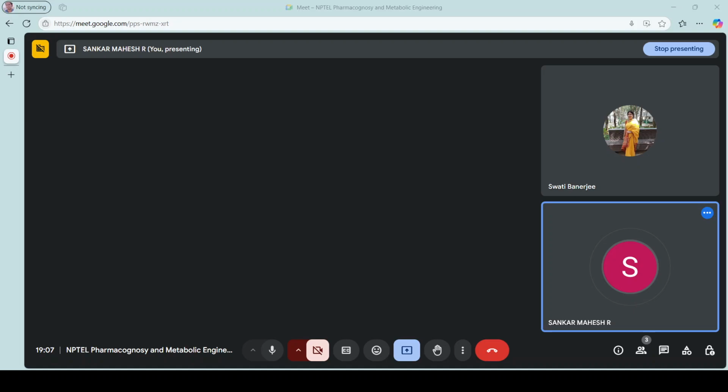For cinnamate 4 hydroxylase, transcinnamate is your substrate. What is the product that you get? For the C4H, cinnamate 4 hydroxylase. Yes, that is 4-coumarate we will get. 4-coumarate. Okay. And what is the substrate and product for 4-hydroxycinnamoyl CoA ligase, for 4CL?